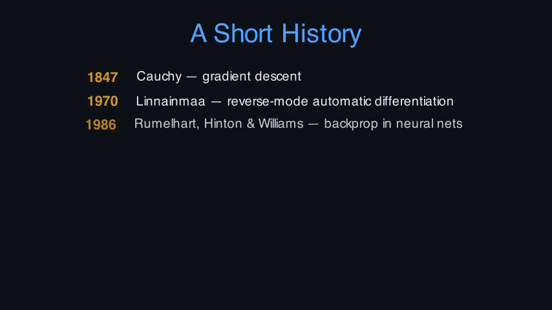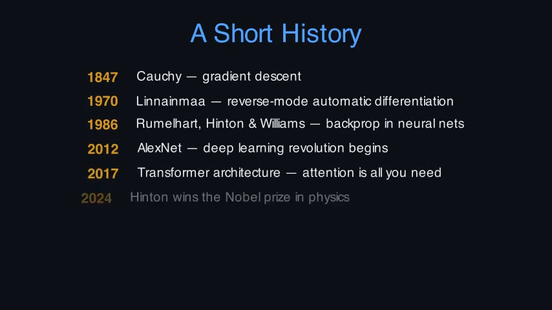A little history first. The mathematical idea behind backpropagation, the chain rule of calculus, is centuries old. Gradient descent itself was described by Cauchy in 1847, but the modern formulation, reverse-mode automatic differentiation, was published by Seppo Linnainmaa in 1970. It was Rumelhart, Hinton, and Williams in 1986 who popularized it for training neural networks.